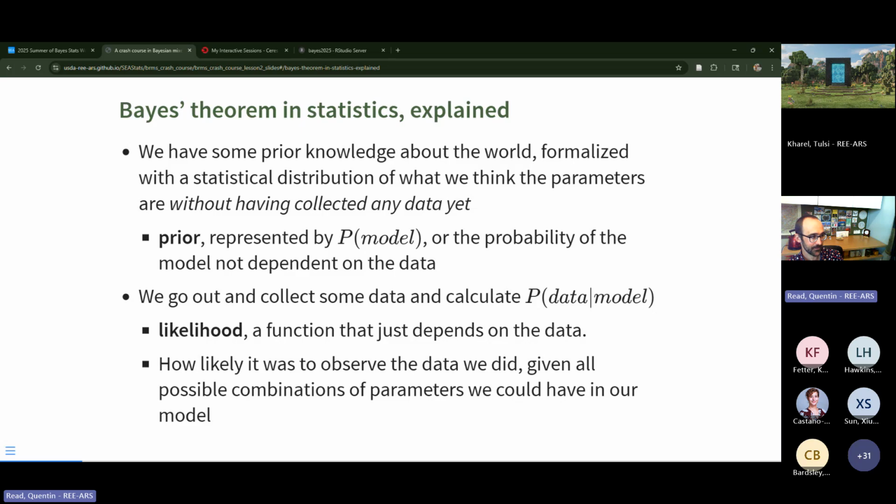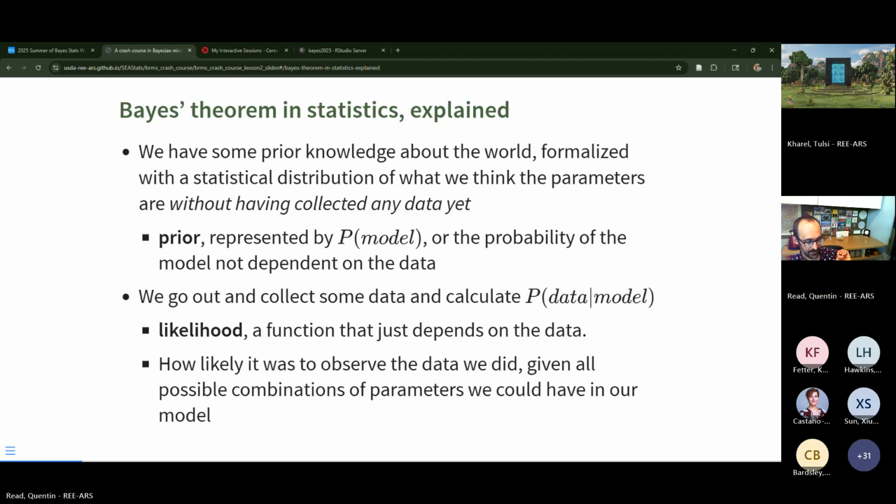After we get some data, we calculate probability of data given the model. That is the likelihood. It just depends on the data. How likely was it to observe? Because it's across all possible combinations of parameters we could have in our model. So the full distribution of how likely it was to observe the data that we did given any possible parameters we could have in our model.